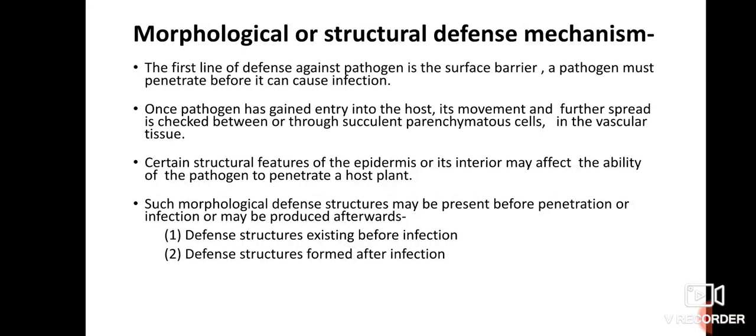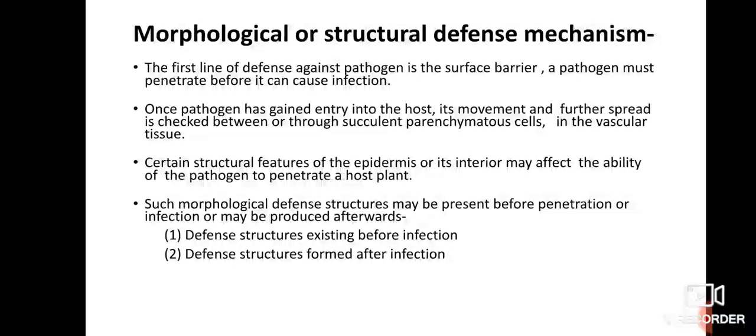The first line of defense against pathogen is the surface barrier, which a pathogen must penetrate before it can cause infection. The entry of pathogens may either be through the epidermal cell walls directly or through the natural openings of the epidermis such as stomata, lenticels, hydathodes, or through injured areas caused by living or non-living agencies.